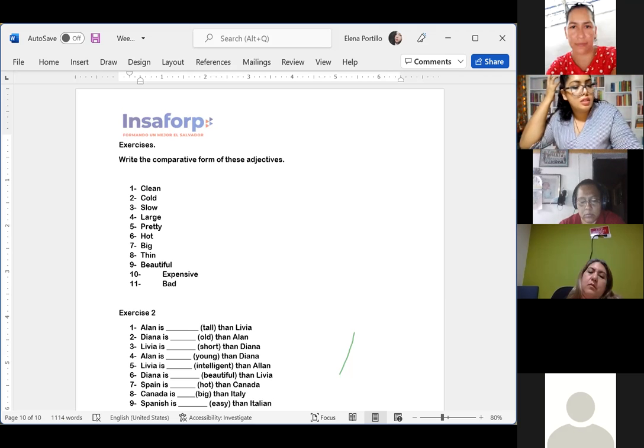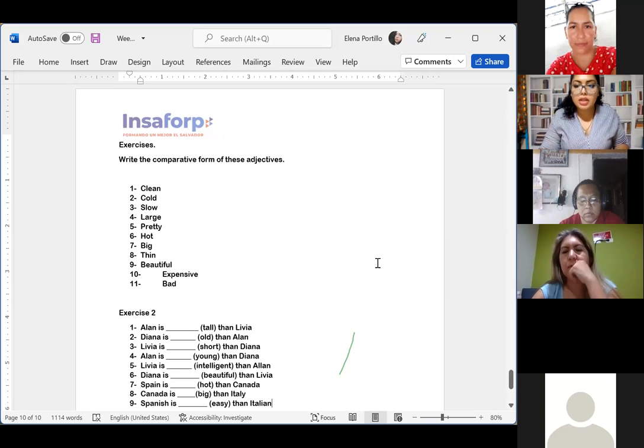So this is the exercise one and two. And in the first one, we're going to write the comparative form of those adjectives. And in the exercise two, also we are going to write the comparative form of the adjectives, but in this case, we are going to use them in a sentence. So tomorrow we are going to develop those exercises.